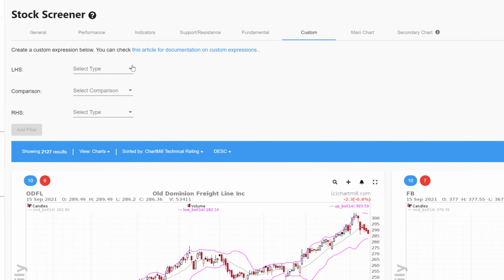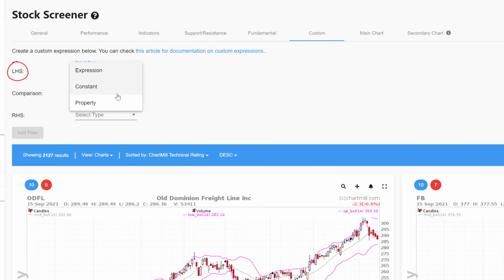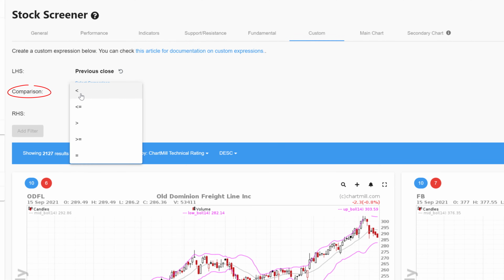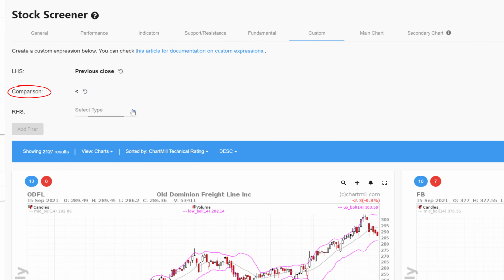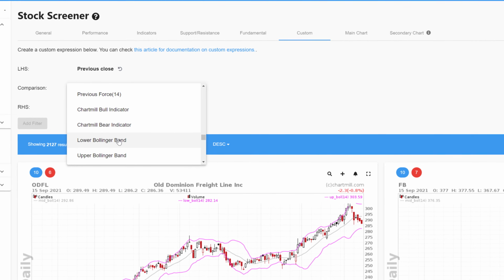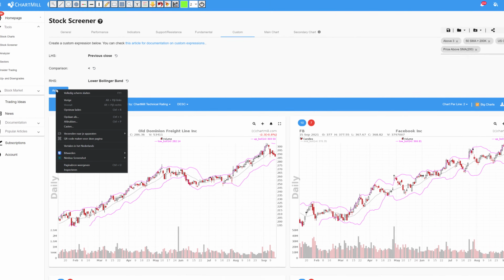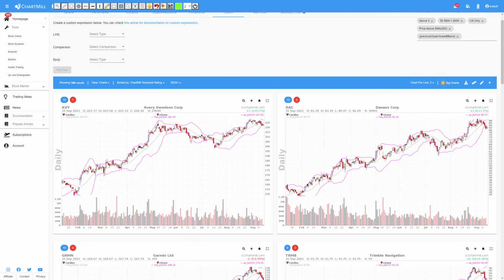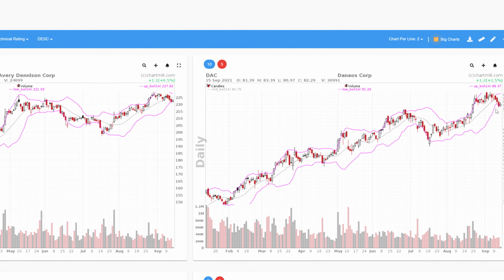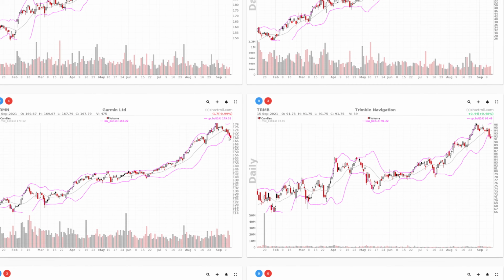Now go to the Custom menu. For the left-hand side of the comparison, select Property and choose Previous Close. For the comparison itself, select Lower Than. Finally, for the right-hand side of the comparison, choose the option Property again. In the drop-down menu, select Lower Bollinger Band. This concludes our first custom filter.